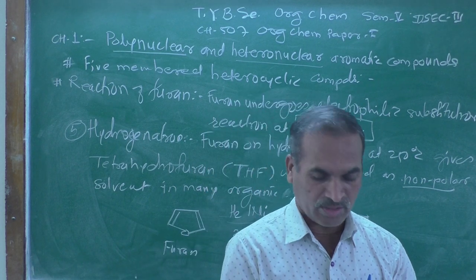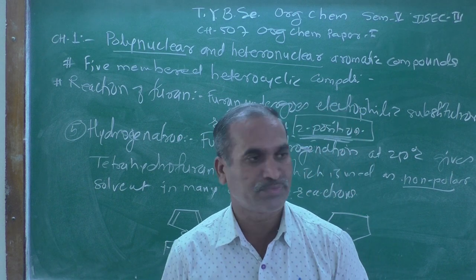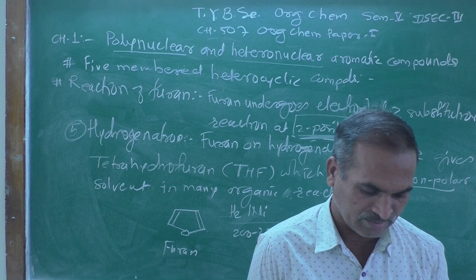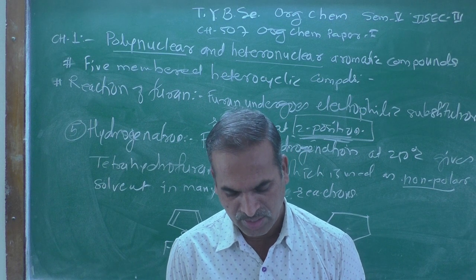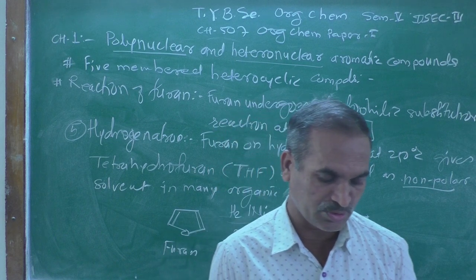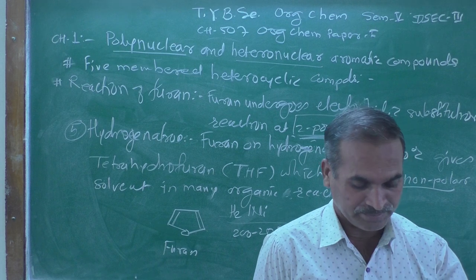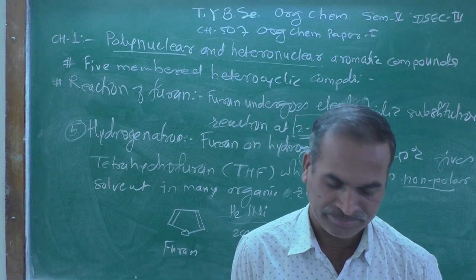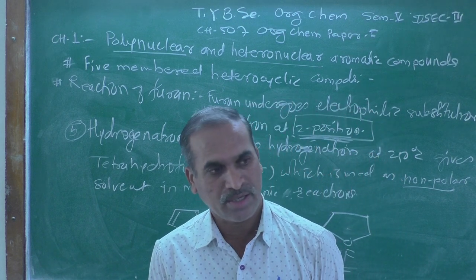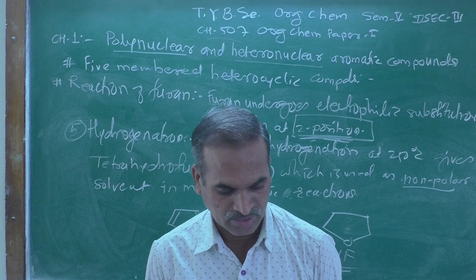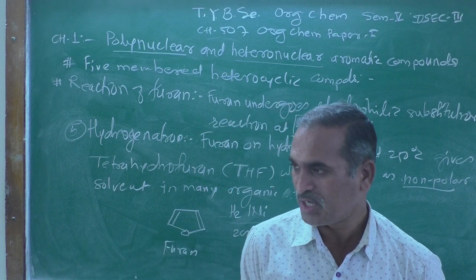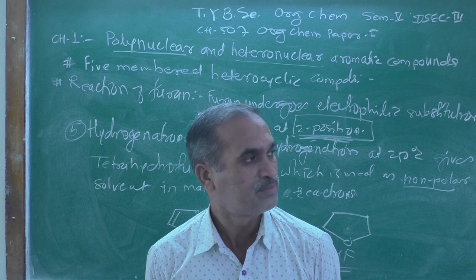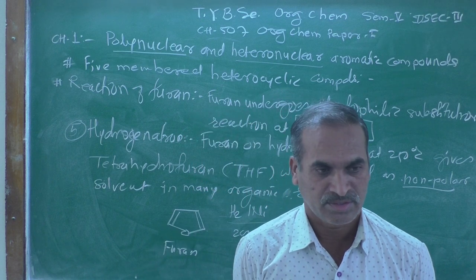I think these are the important reactions regarding furan, and why furan shows electrophilic substitution at the 2 position, that we have seen. In some cases we are going to discuss nucleophilic substitution reactions, but that we will see later on. These are the reactions of furan we have covered. In the upcoming lecture we will discuss the second 5-membered ring, which is pyrrole, its properties, synthesis, and reactions. The 5 reactions commonly shown by these heterocyclic aromatic compounds, we are going to discuss by taking pyrrole as the starting material.